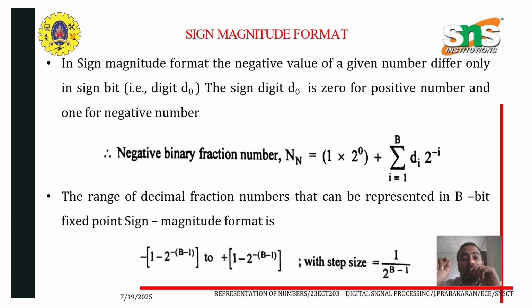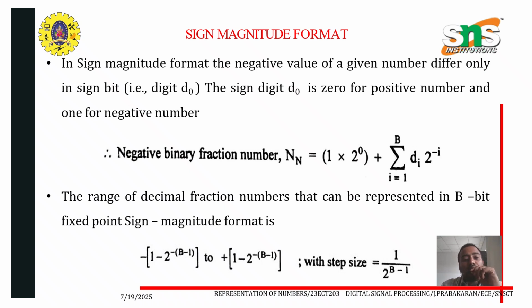This is for the negative number. For positive number, which is represented by 0. 0 is nothing but the positive number, and 1 is nothing but the negative number.